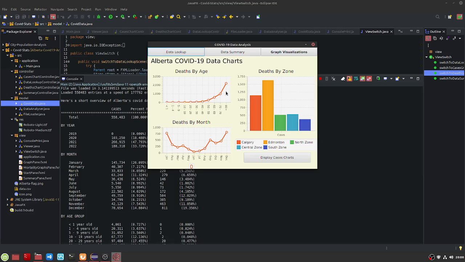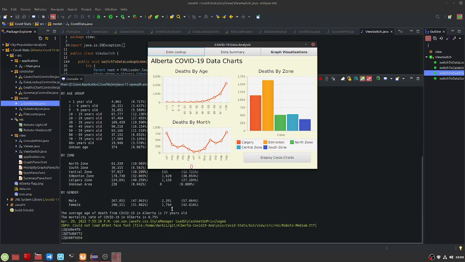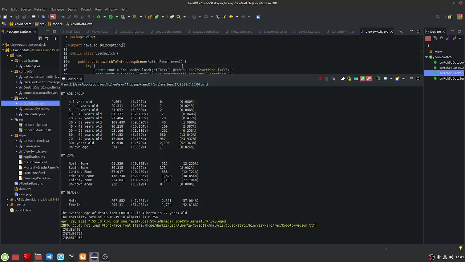Deaths by age, not really surprised. Again, as we said here, the average age of death is 77 years old, so of course 80 plus will have the most deaths. Deaths by month, kind of the same patterns as cases by month. So yeah, that's basically what I've got so far.